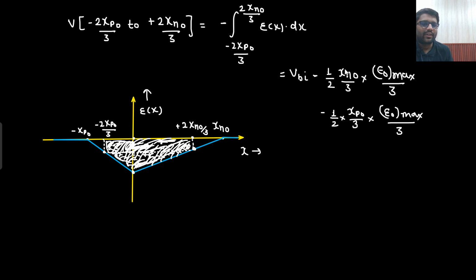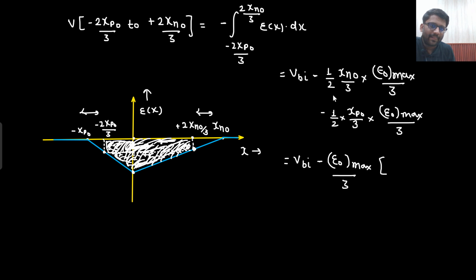Okay, so actually they are not equal. xn naught and xp naught would be different. The electric field would be the same here, E naught max divided by 3, but this length xp naught by 3 and this length xn naught by 3 will both be different, no? So what we can see is V built-in minus E naught max divided by 18, then xn naught plus xp naught. Is that clear to you?